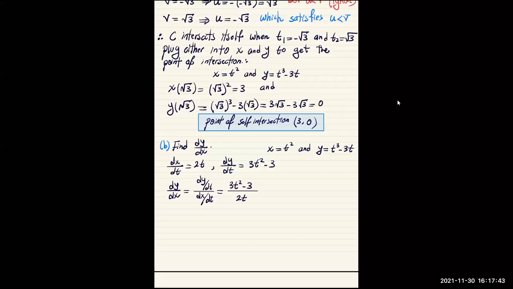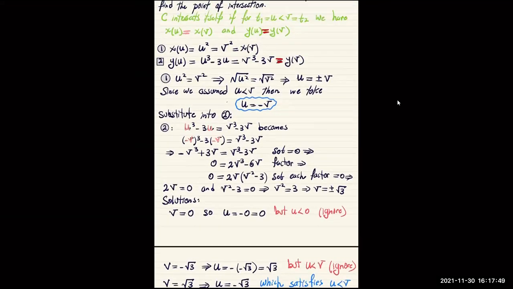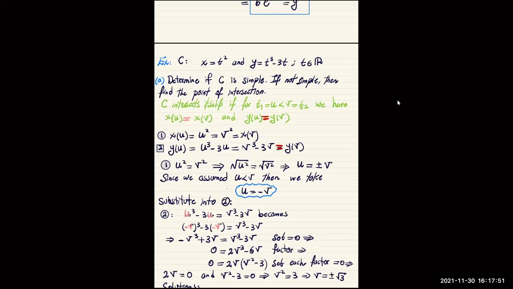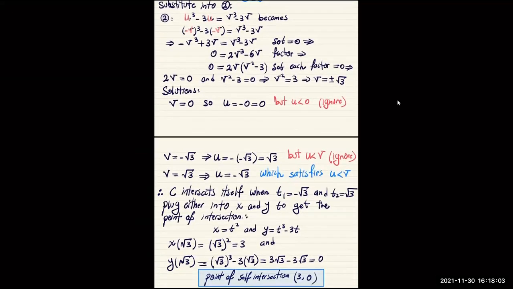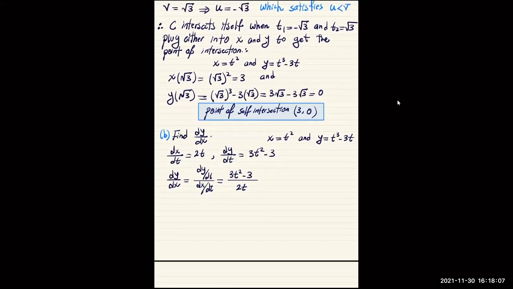Yeah, we are trying to graph these parametric equations, and we are doing a detailed analysis. So we found the point of self-intersection, and now we are doing a derivative analysis. Let me mute everyone.